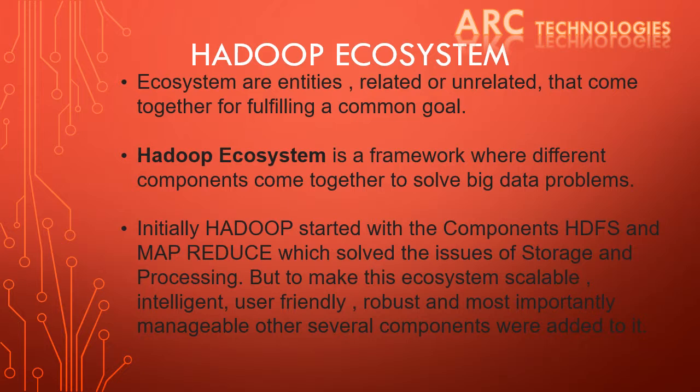When it initially started, components like HDFS and MapReduce were mostly used in Hadoop 1, and they were used to solve the issues of storage and processing. But to make the ecosystem more scalable, intelligent, user-friendly, robust, and most importantly manageable, several other components were added that we have seen in the first slide.